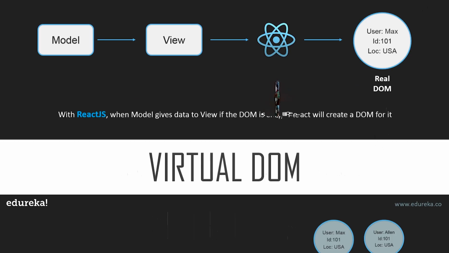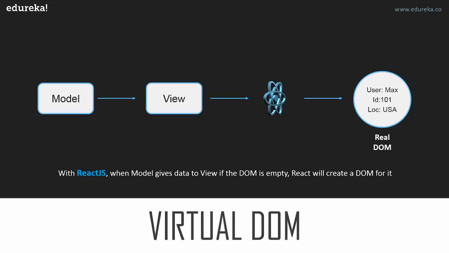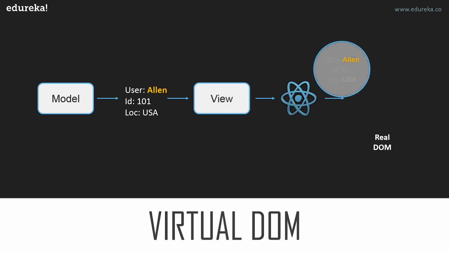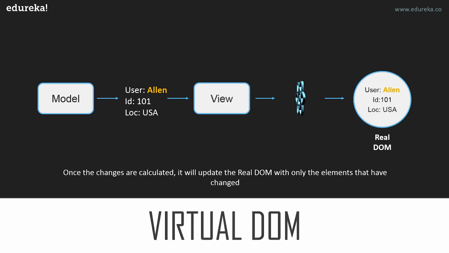So with React.js, when the model gives data to the view, if the DOM is empty, React will create a DOM for it. That is also a beauty, or you can say an advantage, of the virtual DOM. But at the same time, it is checking with the previous values, and if it finds the previous value as Ln and the new value is Max, the user property is changed to Max in the real DOM.